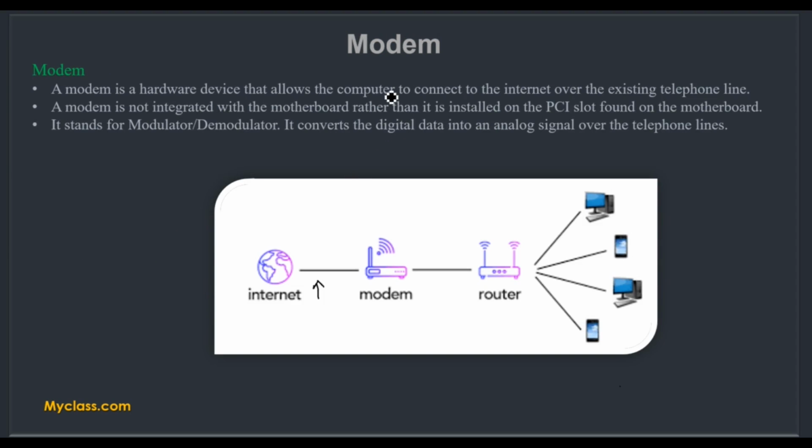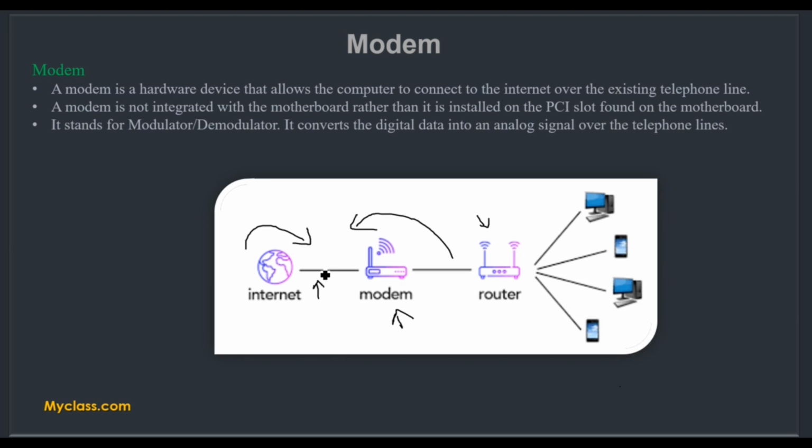Next is the modem. A modem is a hardware device that allows a computer to connect to the internet over the existing telephone line. Actually, our internet can be provided through telephone lines. Telephone lines handle analog data, and the router does not understand analog data. So there should be a modem to convert an analog signal into digital data. That is the responsibility of the modem. It stands for modulator and demodulator. It converts analog to digital, and in the reverse process it converts digital to analog.